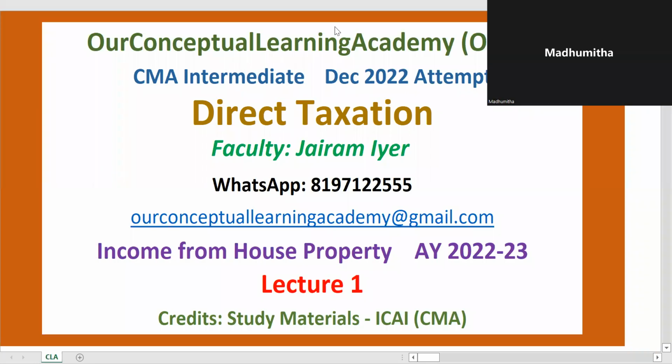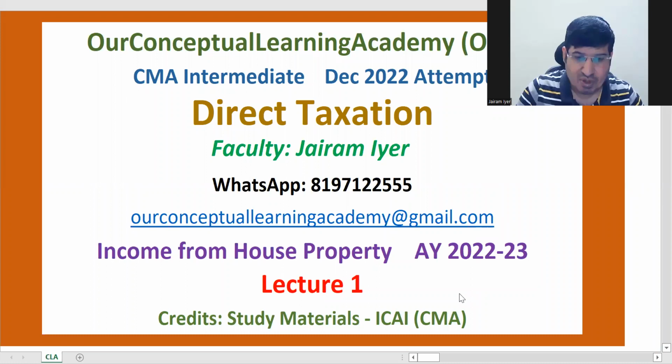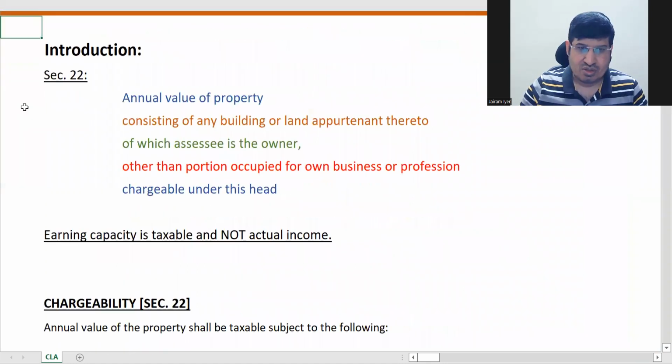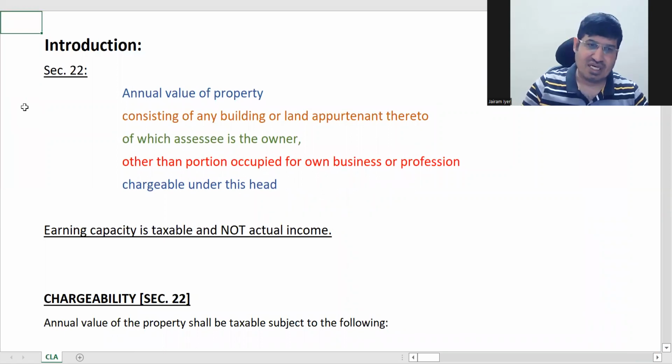So welcome back. This is the first lecture of income from house property, assessment year 2022-23, and this is for the CMA Intermediate December 2022 attempt. Applicable Finance Act is Finance Act 2021. So let's start with income from house property.